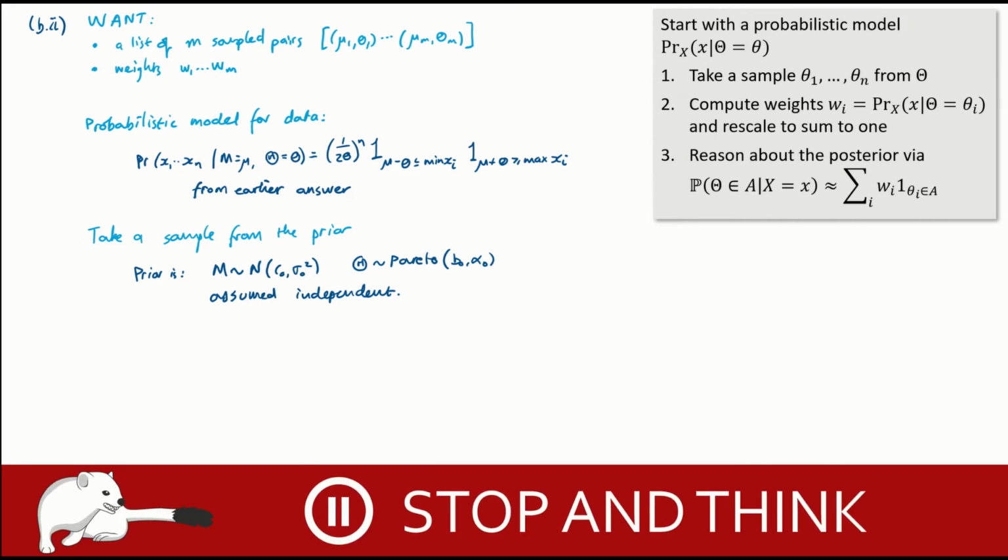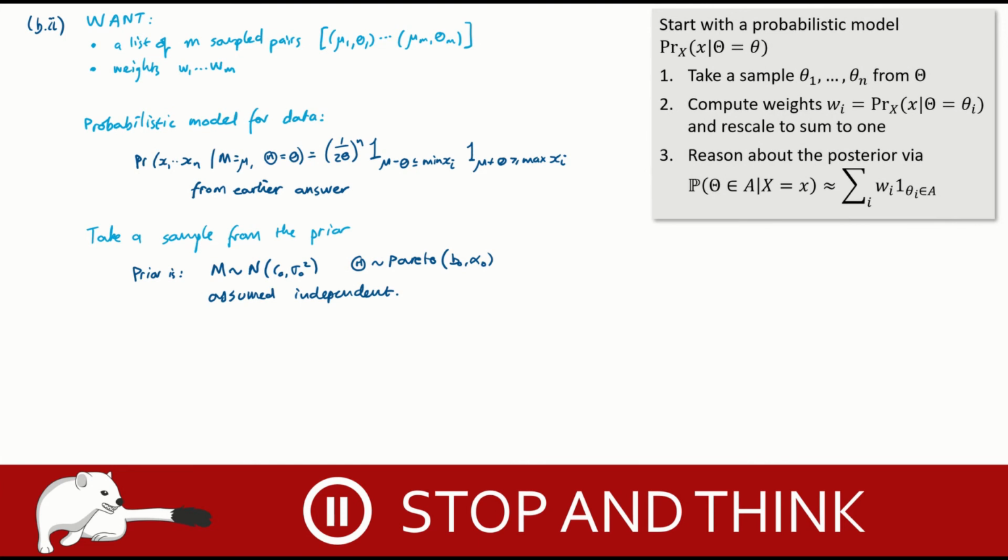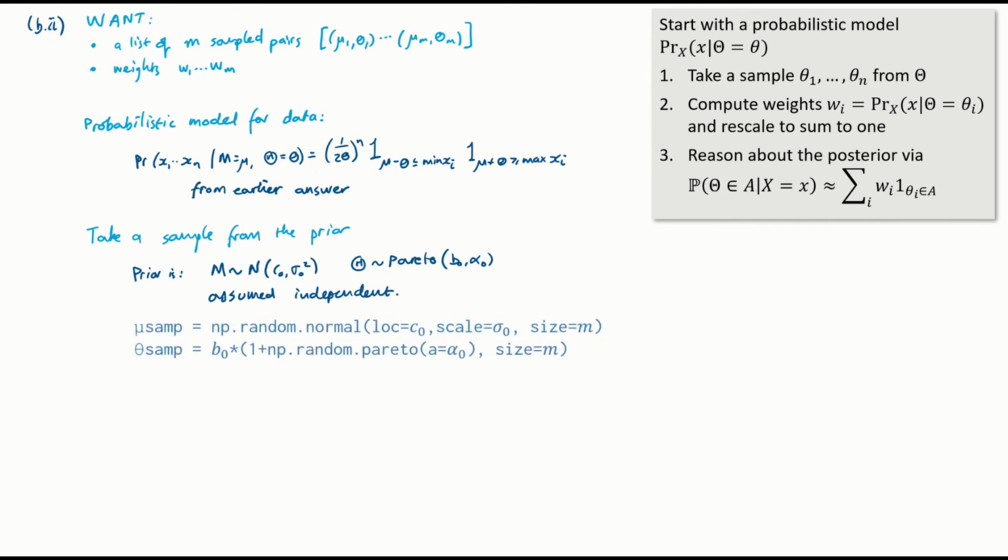Next step, how do we take a sample from this prior distribution? In particular, how do we get a list of sampled pairs? I'm simply going to get a list of mu samples and a list of theta samples, and then I'll zip the two together. We're assuming that mu and theta are independent, so we'll generate them independently, but the question asks us to produce a list of sample pairs, so there's just one way to achieve that.